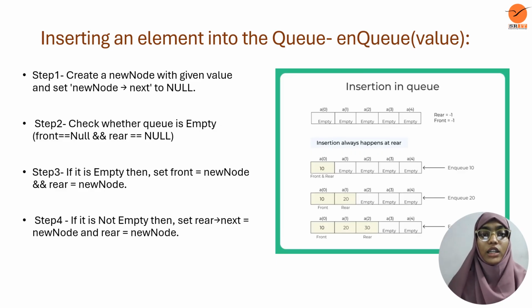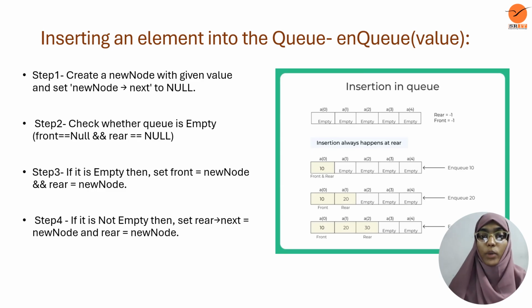Now let us see the inserting of an element into the queue, which is made by NQ. Step 1, create a new node with given value and set new node of next to null. Before the first step in inserting an element into a queue, we need to create a node which contains two parts, which is data part and link part. Then new node of next is null. We need to initialize null to new node of next.